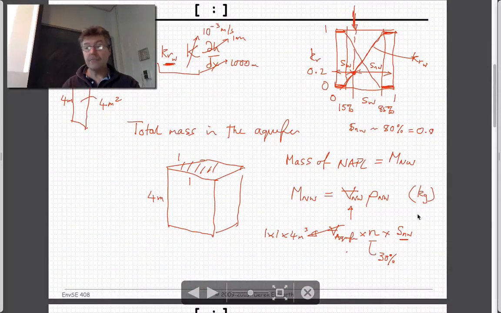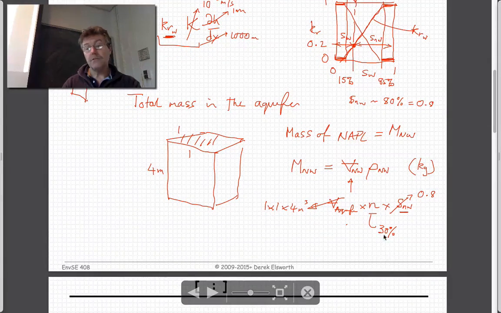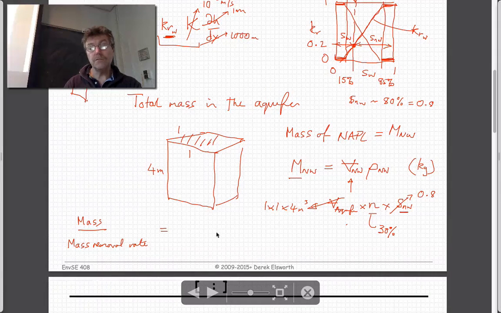So if we have that, then we have this as well. And so if we know the mass that's in there, and if we know the mass removal rate, then we can calculate how long it takes to remove it.